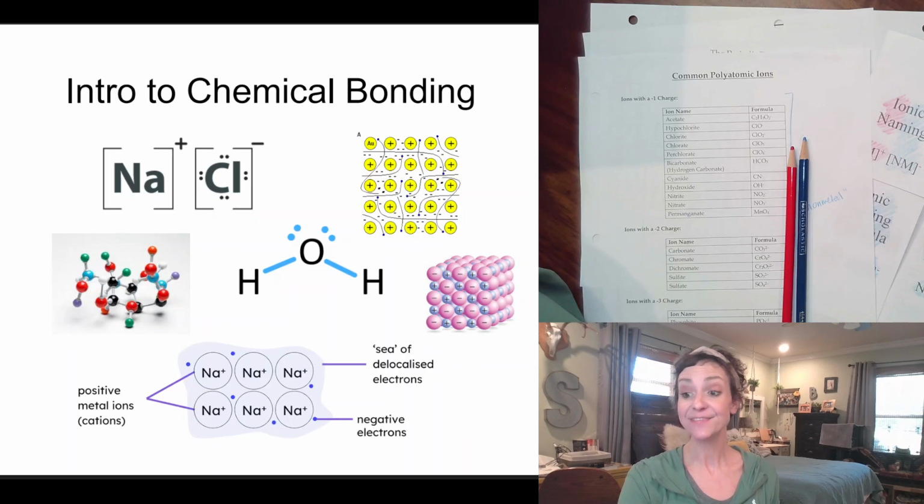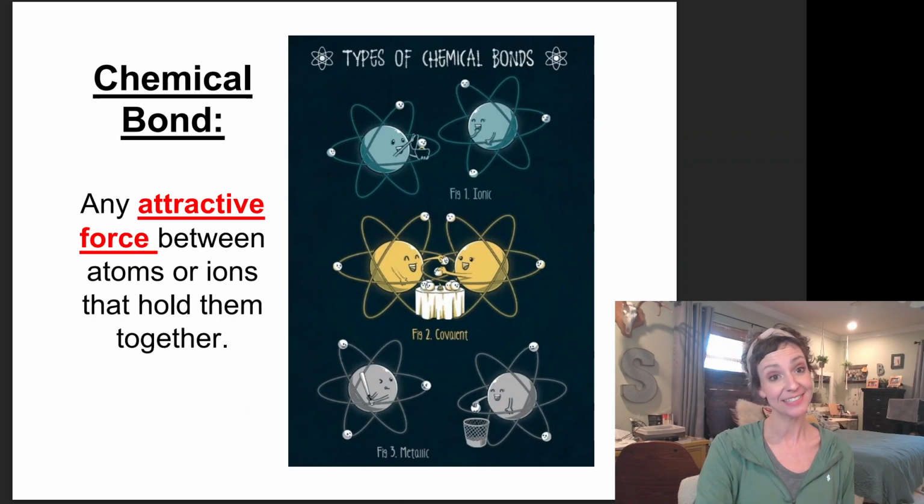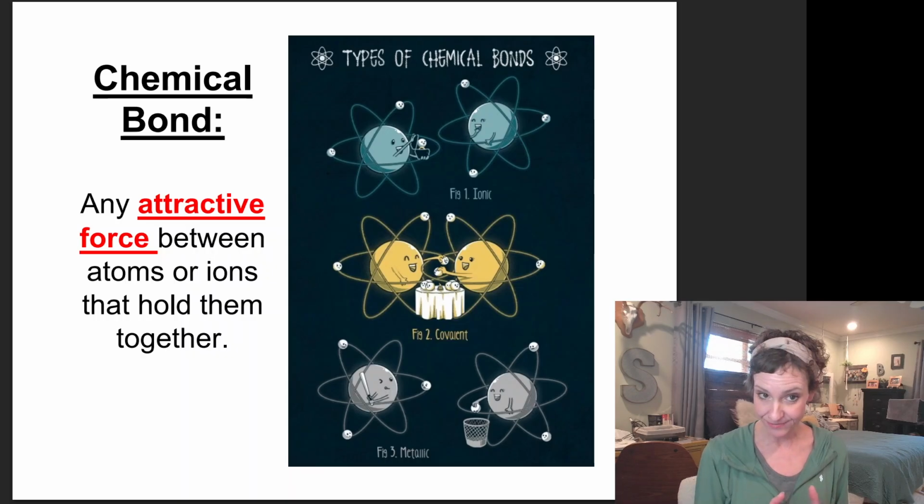Okay, so let's define, first of all, what is a chemical bond? A chemical bond is any attractive force between atoms or ions that holds them together.